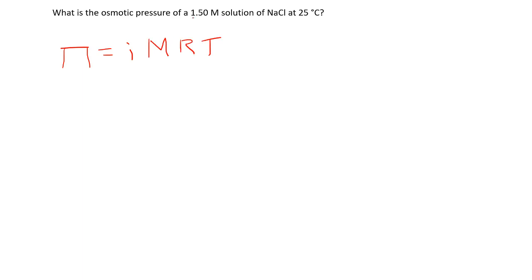So for this one, we're given the molarity, that's right here, and then we have the temperature, we just have to add 273. So 273 plus 25 is equal to 298 Kelvin. And then R is a constant.